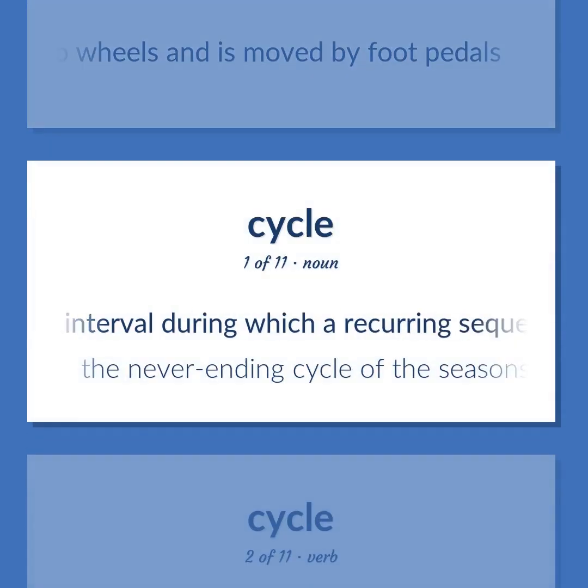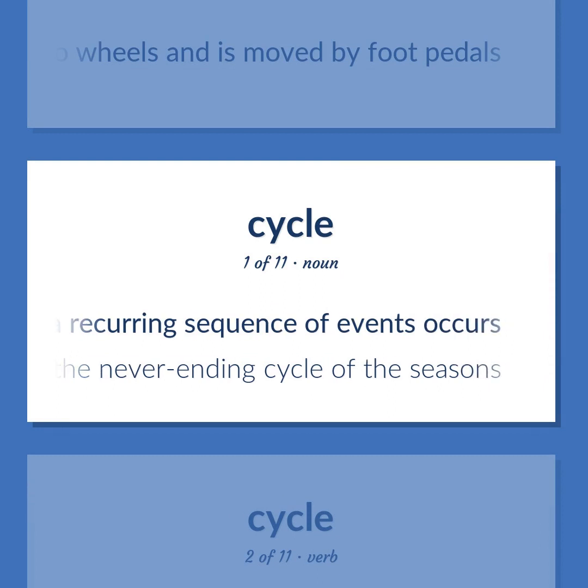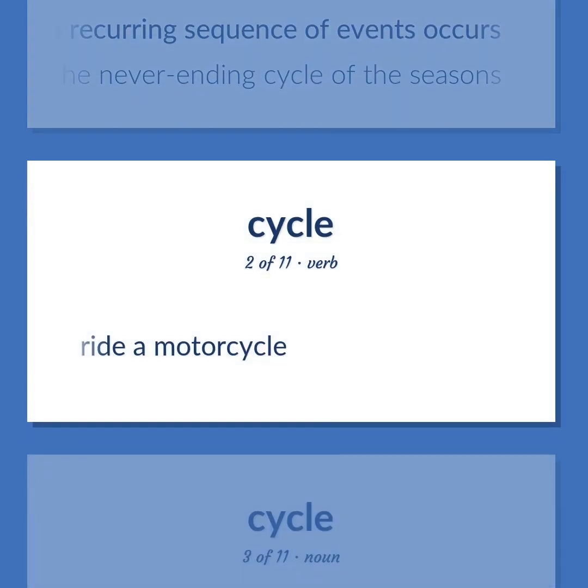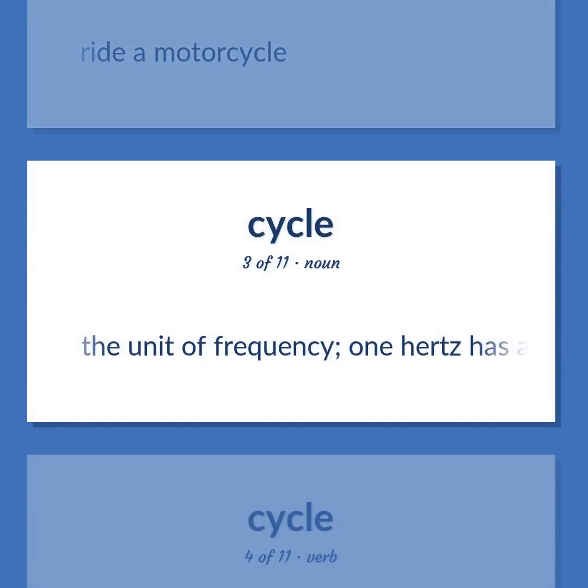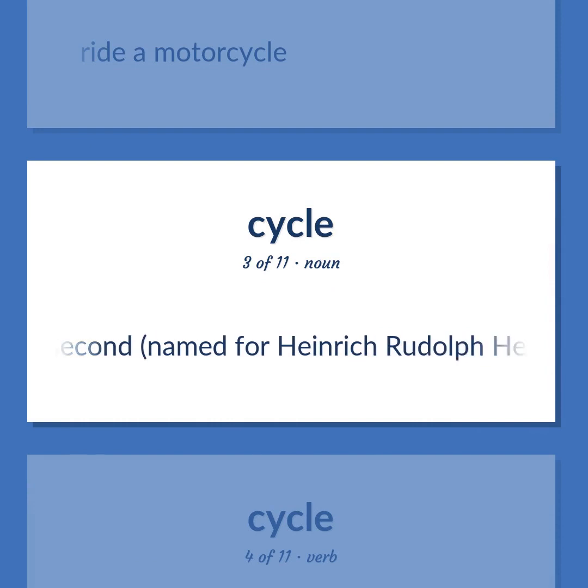An interval during which a recurring sequence of events occurs. The never-ending cycle of the seasons. Ride a motorcycle. The unit of frequency, 1 Hz, has a periodic interval of 1 second, named for Heinrich Rudolf Hertz.